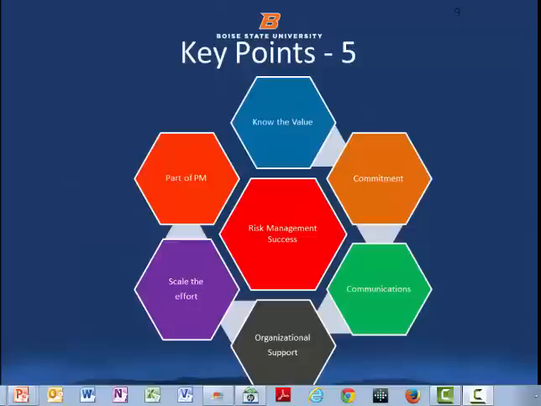We're trying to teach you a variety of tools and go from there, as part of our project management area. So risk management takes a lot of commitment and a lot of planning on the team to be successful.